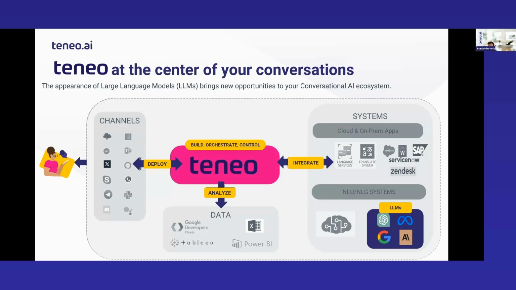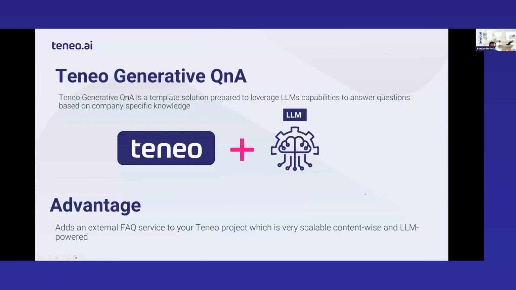But the point still, even if I mentioned the GPT connector at the beginning, is that in the end, it's an open architecture, right? So if you wish to plug in a different large language model, or you want to do that in the future, maybe it's possible, right? To interchange that. So talking about our template solution now, which is the Teneo Generative Q&A, this one here.